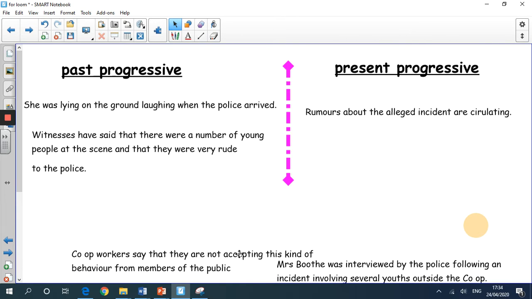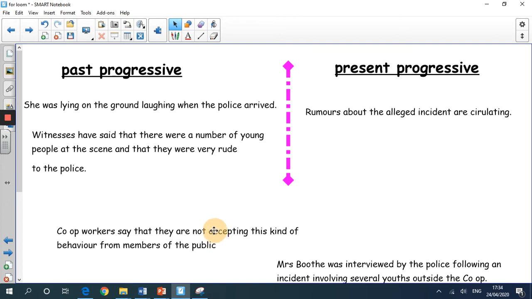Anyway, okay. Co-op workers say that they are not accepting this kind of behaviour from members of the public. They're right, there are a lot of verbs there, also mixed in with pronouns. So lots of little words. Also, you've got the word not in. So not, or the negative version, sometimes complicates matters. So I'm going to just take that out for now. I'm going to pretend it's not there. And I'm going to have a look for my auxiliary verb.